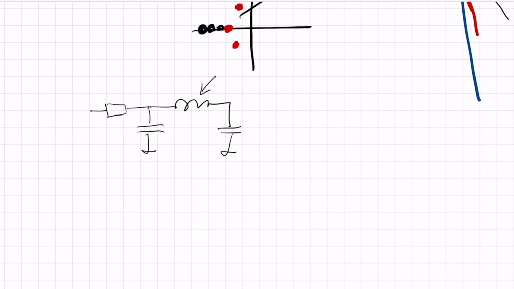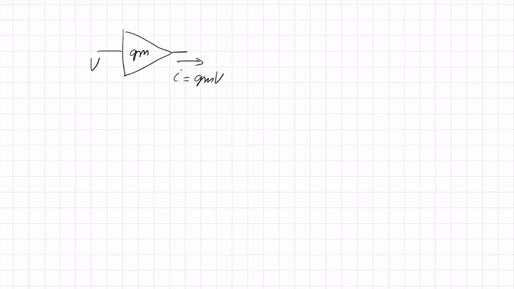And that's why we can make active filters that behave as if they were inductors. In order to emulate inductors, we can use transconductors or voltage to current converters. Those are simple circuits which are denoted with a GM, where you apply a voltage and you get an output current. I is GM times the input voltage. And with two transconductors and one capacitor, I can make a circuit that behaves like an inductor. Let's see how that works.